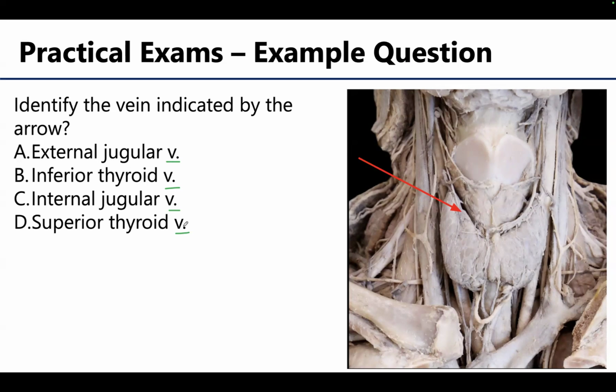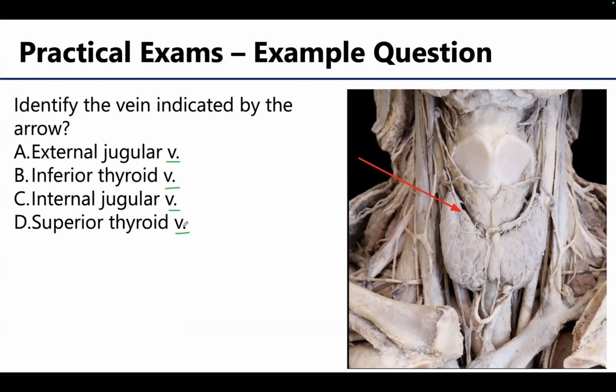That's similar to what we will do with other types of structures like arteries and nerves, as it can be really difficult to distinguish neurovasculature in both the labs and certainly in terms of images. So we don't try to trick you in that way. We're not throwing in an artery or a nerve here. We're asking you to identify which vein this is.